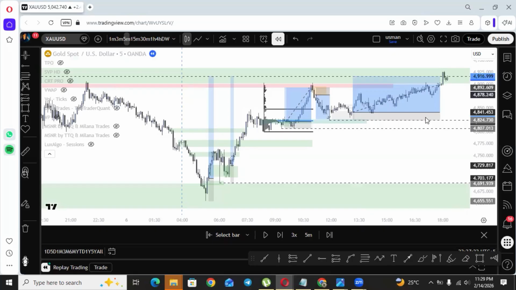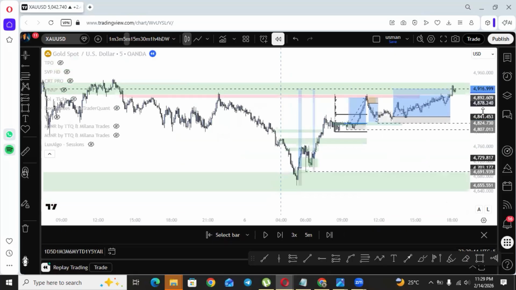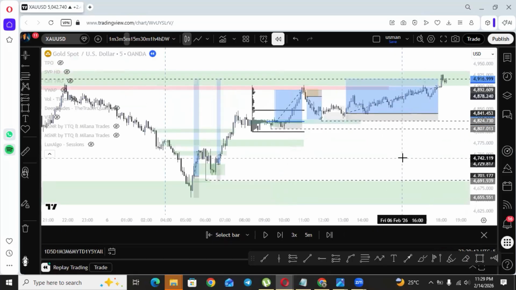Okay, so what questions do we have? Please repeat how to draw the volume profile correctly and on which time frame. That's the thing that you need to learn. There is no set time frame for the volume profile. You can draw it on every time frame.